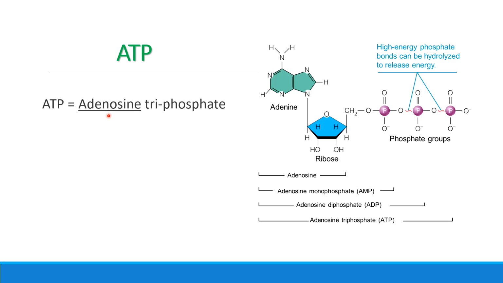That adenosine part is just like our nucleic acids. Look over here. We see the nucleotide adenine. Literally, this adenine is the same adenine that we find in your DNA, that letter A.